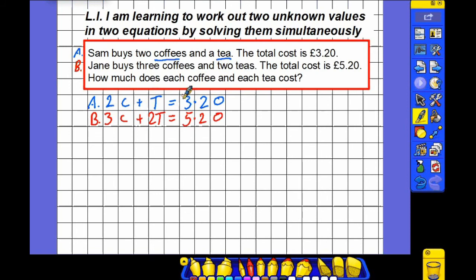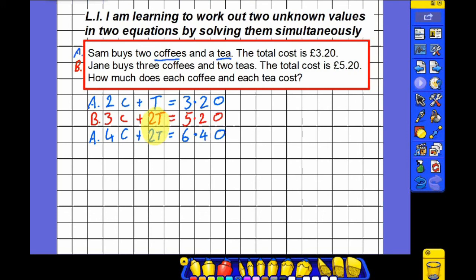So let's rewrite that just now. So, equation A rewritten, I'll just rewrite it straight underneath. I'm going to multiply everything by 2. We're going to end up with 4 coffees plus 2 teas, and that is going to equal £6.40. So I've rewritten equation A so that we have a common factor. Our common factor in this case are the t's. That means that I can now subtract the equations from one another.